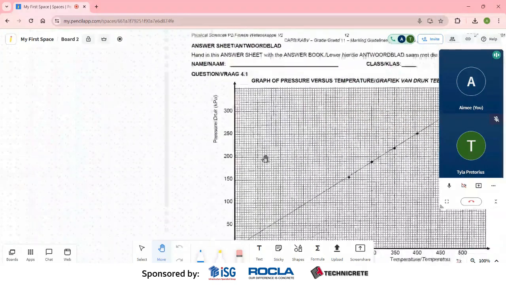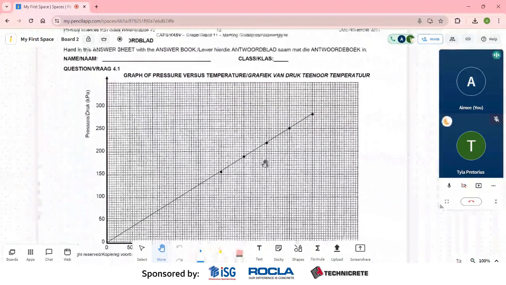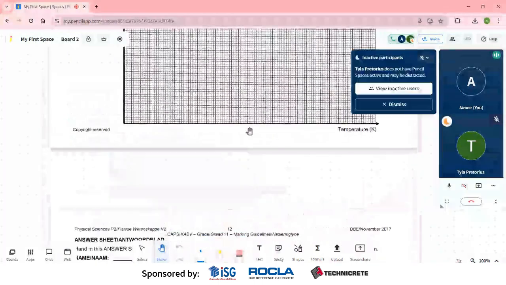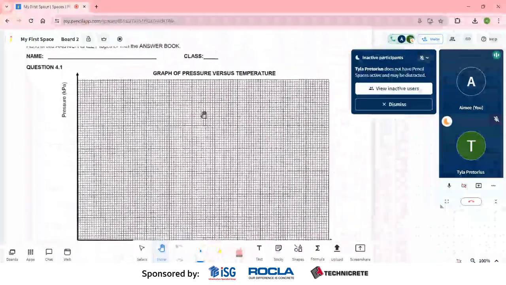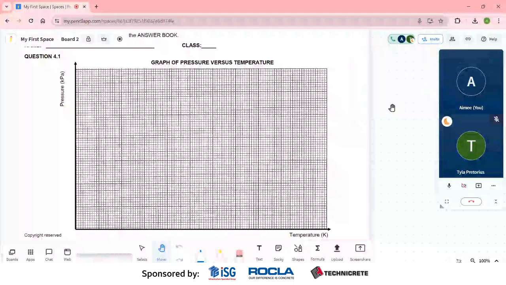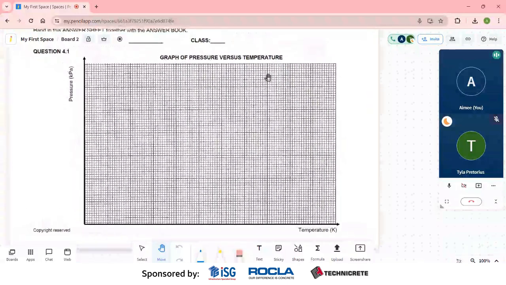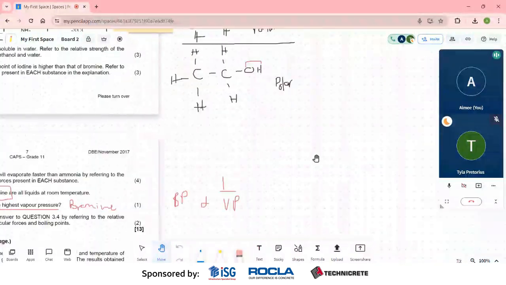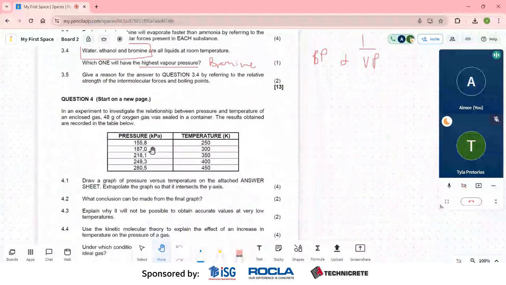So if you have a look at the graph paper that they give you, you can see that they tell you pressure must go on the y, temperature must go on the x. In a matric paper, they probably won't do that, okay? But you now take these values that they've given you as coordinates. So coordinate number 1 is 155.8 and 250.